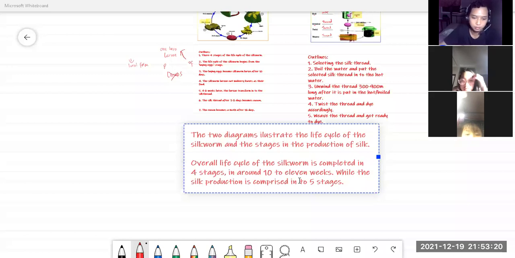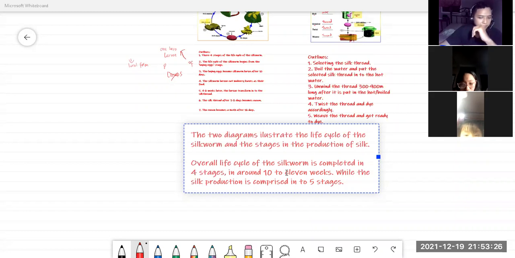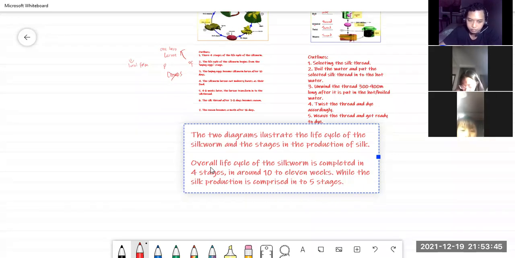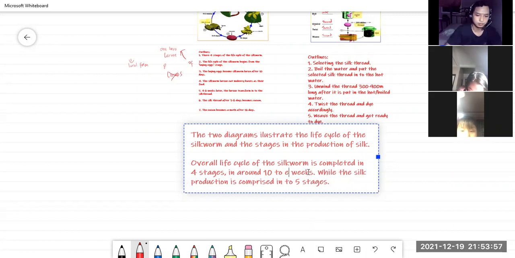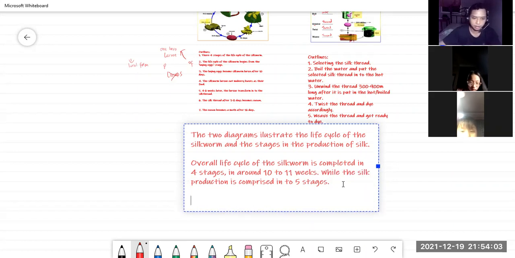Overall life cycle of the silkworm is completed in four stages in around ten to eleven weeks, while the silk production is comprised into five stages. Okay, comprised. Okay, Thui, can you read this, Thui? Overall life cycle of the silkworm is completed in four stages in around ten to eleven weeks, while the silk production is comprised into five stages. Okay, very good.